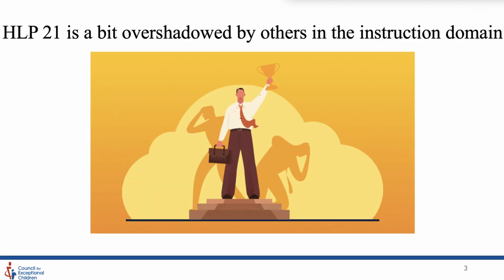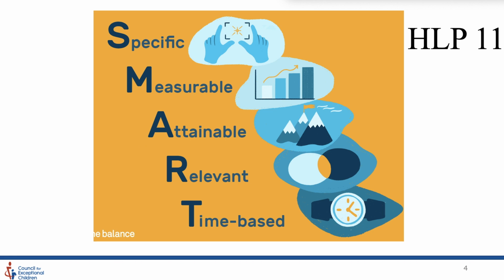So let's get into my formal remarks about HLP 21. It's a very interesting practice. It's at the end. There's 22 HLPs. This is number 21. And in some ways, HLP 21 is the forgotten man, or a bit overshadowed by others in the instruction domain, just given how important so many of the practices in the instruction domain are.